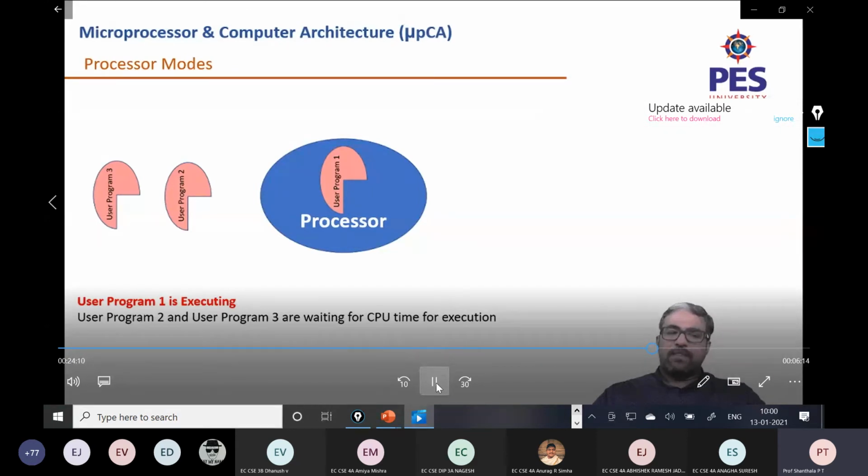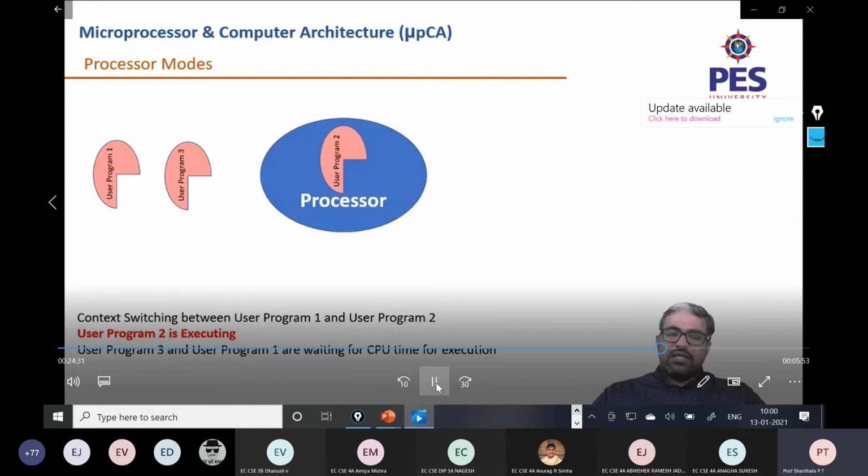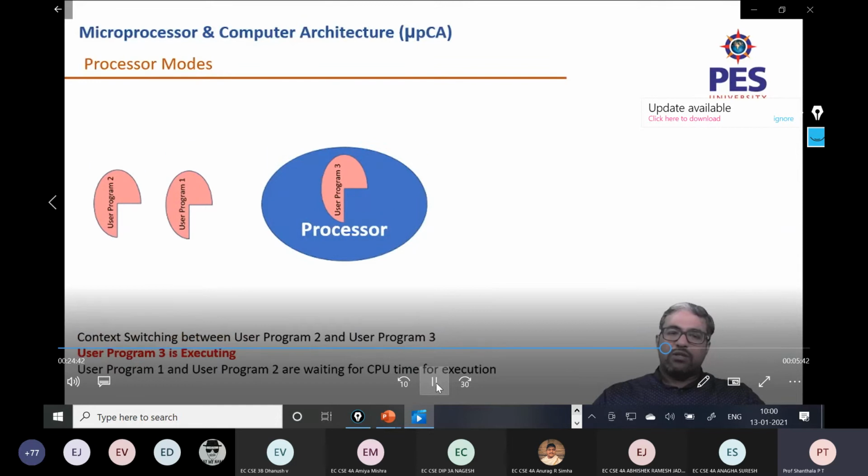processor time can be given on a rotation basis by the scheduler, which you are going to study in the operating system course: how the scheduler will schedule the processor time for different user programs. So when user program 1 completes execution, or time has elapsed, user program 2 will come for execution. If user program 1 completes the execution, it will go out, otherwise it will go back to the queue waiting for a second chance. When user program 2 completes, user program 3 comes for execution. So there is context switching taking place between the user programs themselves.